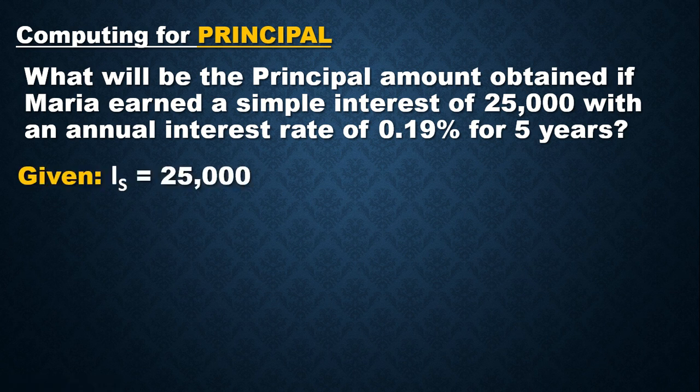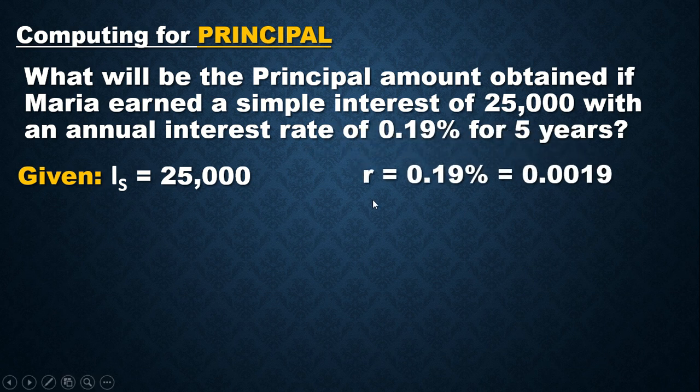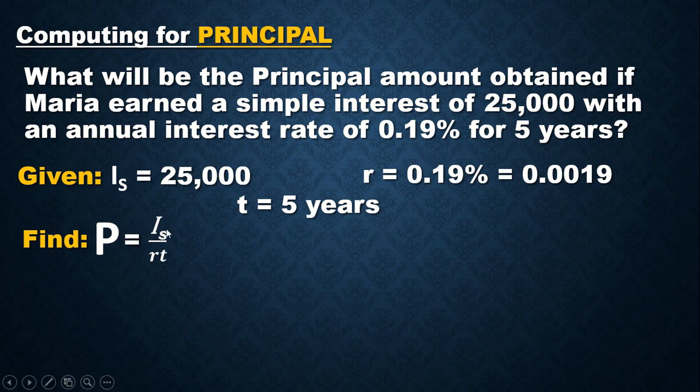Given, our simple interest is 25,000. Our rate or interest rate is equal to 0.19%. I-divide po natin sa 100. That is equal to 0.0019. Ang atin pong term or time ay 5 years. We have to find for the principal, which is equal to the simple interest divided by the rate times the time or term. So, principal is equal to, substitute po natin silang lahat.